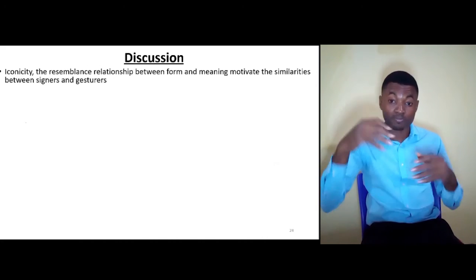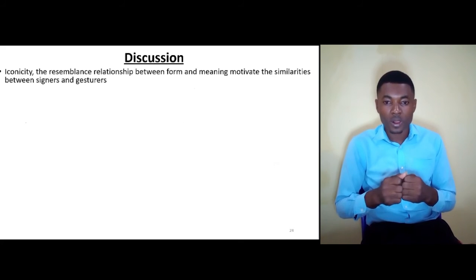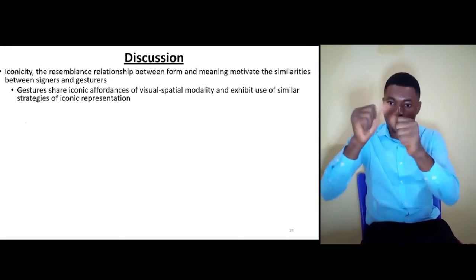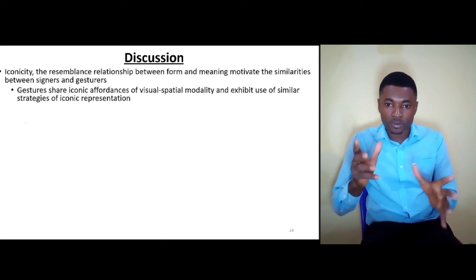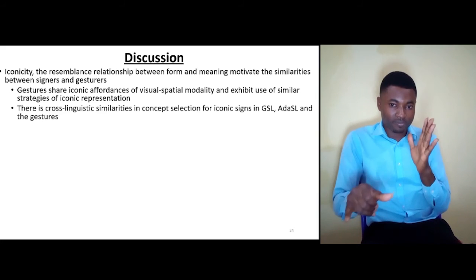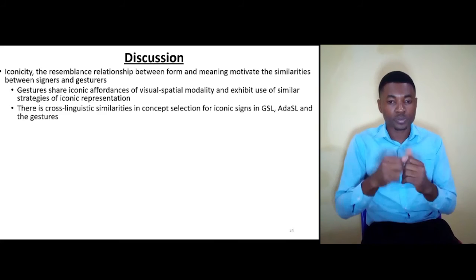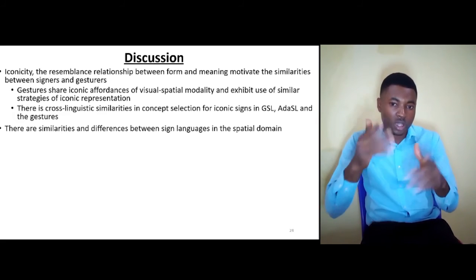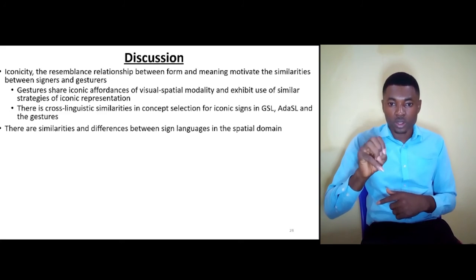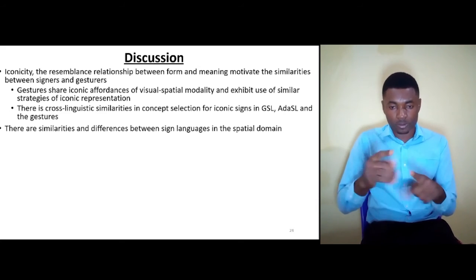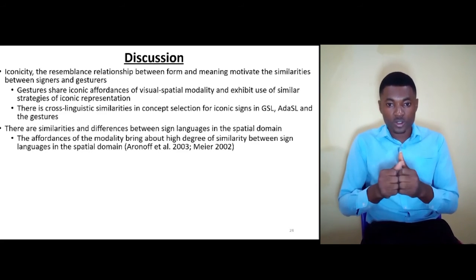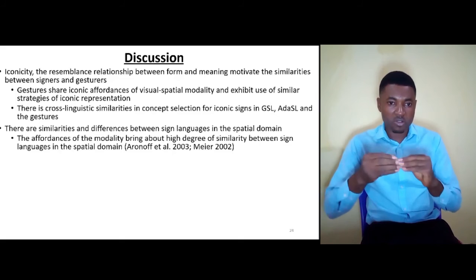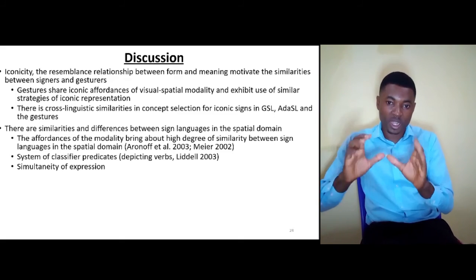So form meaning resemblance relationship between the linguistic form of the sign and the meaning associated to the sign motivates similarities between signers and gesturers. And as we've already indicated, gestures share iconic affordances of visual spatial modality. We've also identified the cross-linguistic similarity in concept selection for form meaning mappings between the signers and the gestures among the lexical items. We've seen that there are similarities and differences between sign languages in the spatial domain. We've seen also that the modality brings a high degree of similarities. Similar strategies were used by signers using the same classifier predicates and also simultaneity of expression.